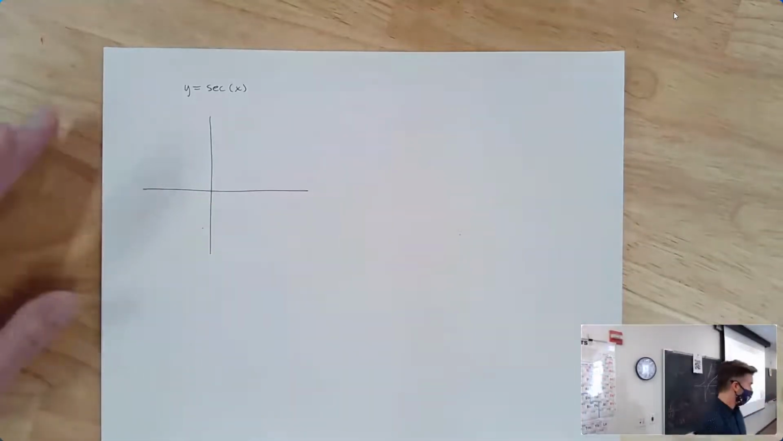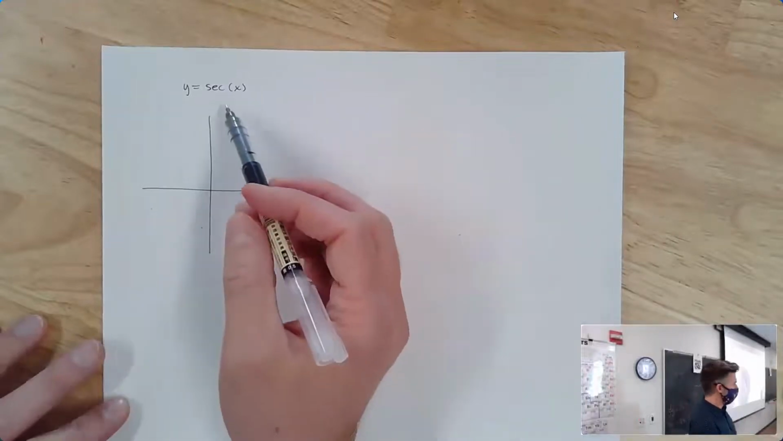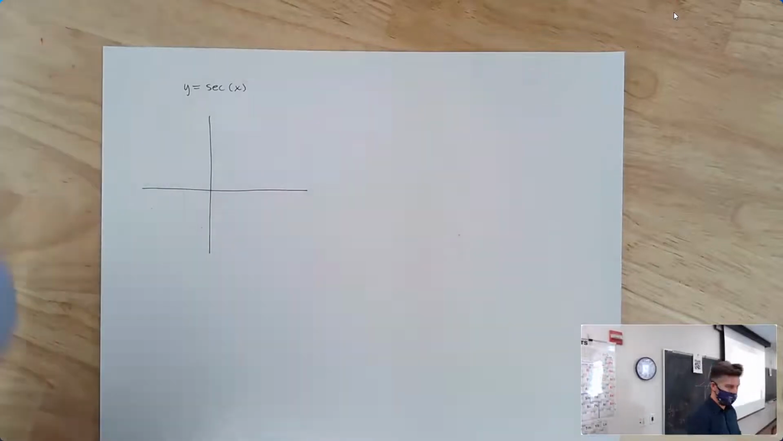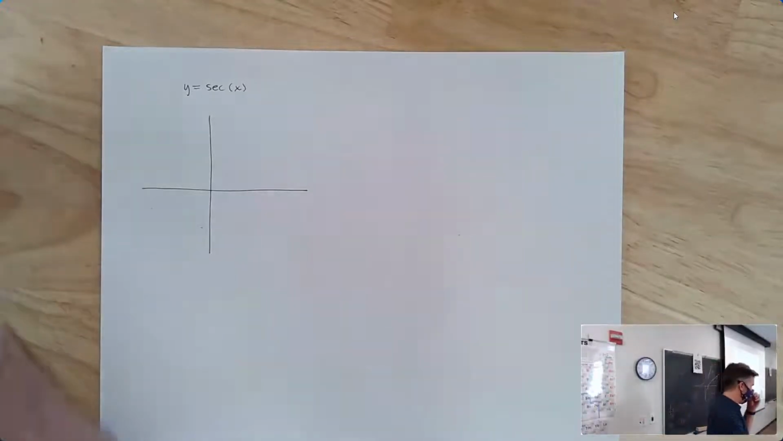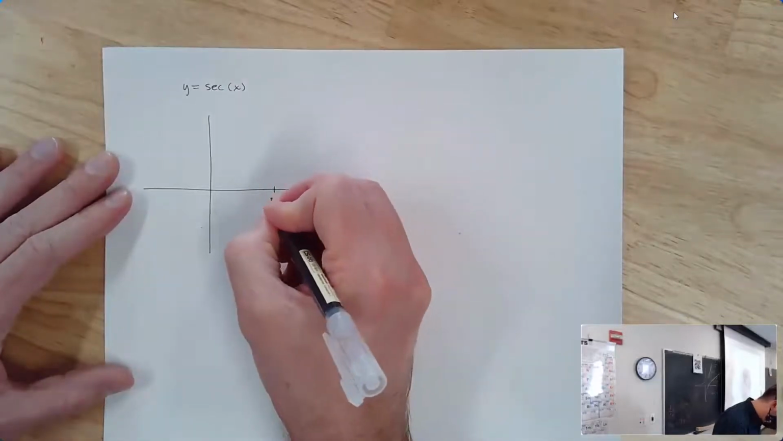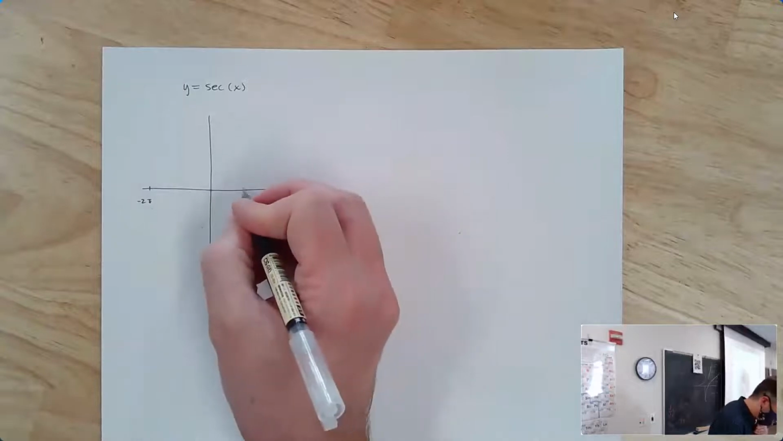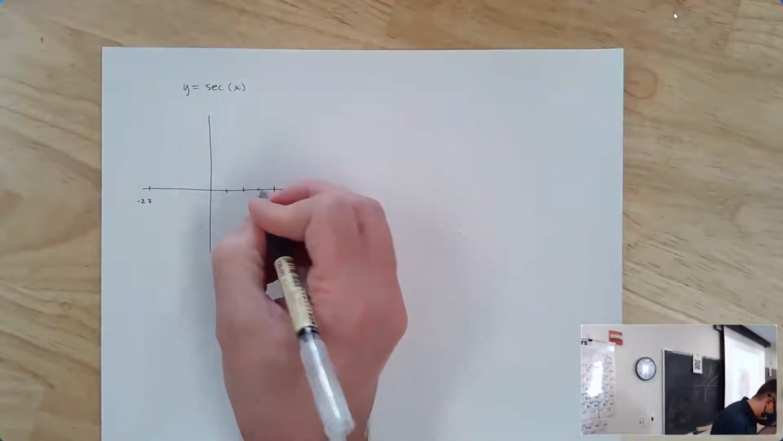And honestly, the way I've always graphed secant or cosecant is by graphing its reciprocal and then flipping it over. I'll show you what I mean. So secant is the reciprocal of what? Right. So I'm going to graph cosine. I'm not really going to graph cosine, I'm going to think about the graph of cosine. So I know that cosine has a period of 2 pi. And cosine starts at 1.